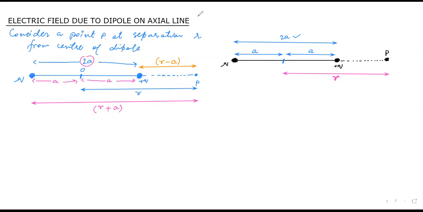Now, what is the separation between plus Q charge and point P? R minus A. Because this is the separation of A, and if we subtract A from R, then we get this separation, R minus A. You are right, Akshay.